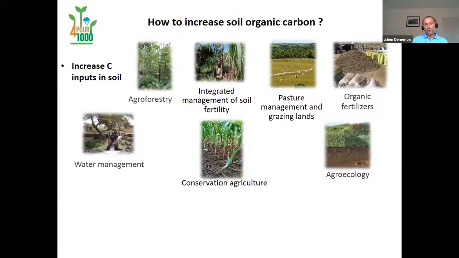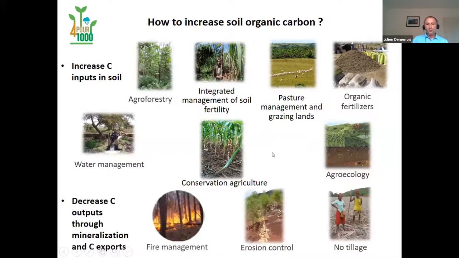One way is to increase the carbon inputs in soils. And there are several strategies and management options which already exist. Agroforestry is one of them. Integrated management of soil fertility, pasture management and grazing lands, the use of organic fertilizers, especially in substitution to mineral fertilizers or in association with mineral fertilizers, water management, conservation agriculture, which is the application of three principles, a permanent cover, crop rotation, and a limited disturbance of soil or no-till. And the last example is the implementation of principles of agroecology.